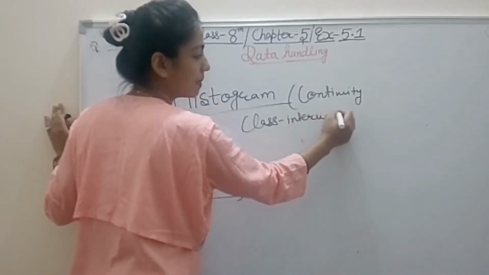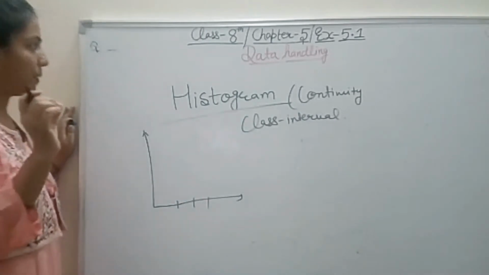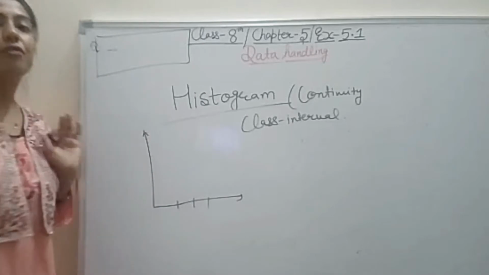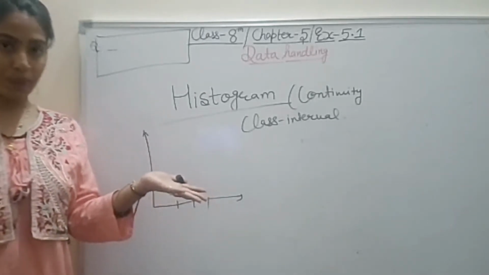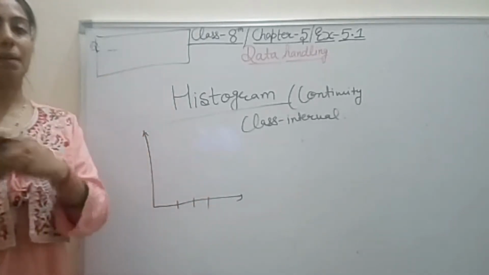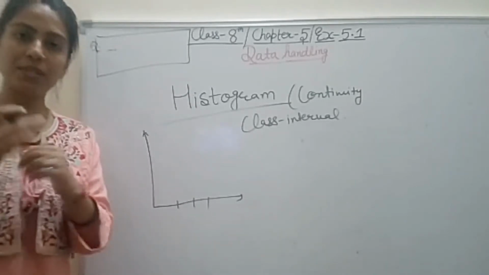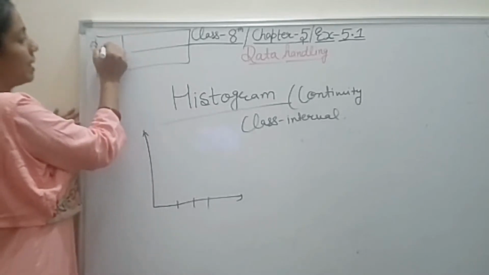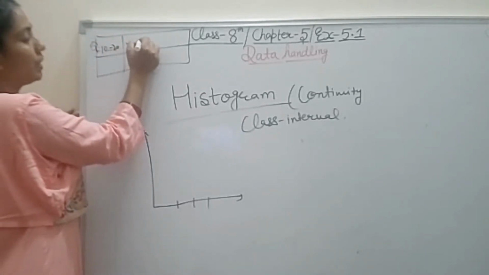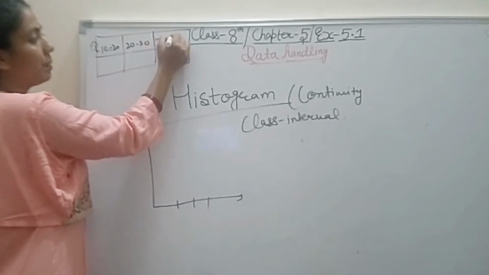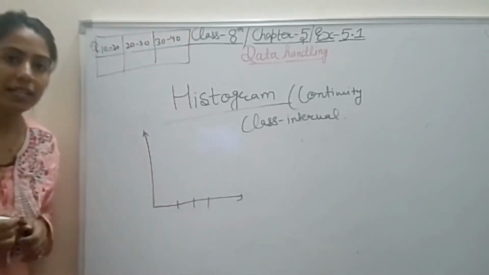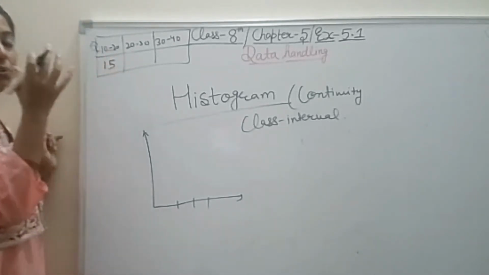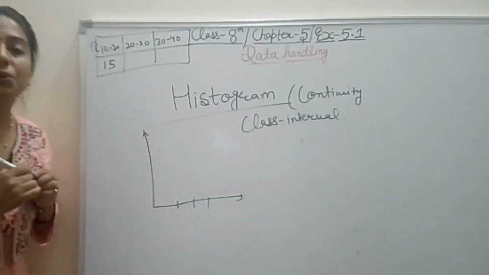Class interval means, I'll give you one example. Suppose one shopkeeper has different kinds of pens. जैसे आप shop पे जाते हो, है ना, आप बोलते हो 5 rupees का pen दिखा दीजिए, 10 rupees का. So in such a manner, suppose he is having pens whose cost is between 10 to 20, between 20 to 30, between 30 to 40, in such a way, right? And on Monday he sold 15 pens between 10 to 20. What is 10 to 20?